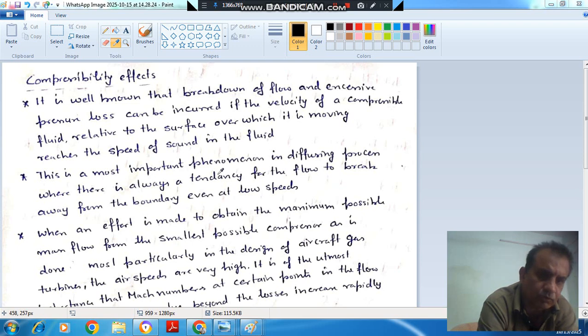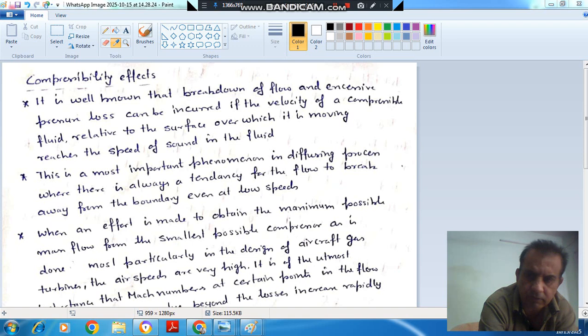Second point, this is the most important phenomenon in the diffusion process, where there is always a tendency for flow to break down away from the boundary even at low speed. Even if the impeller is running at low speed, we can have a relative velocity which creates a Mach number more than 1, which can cause shock. So that should be avoided.